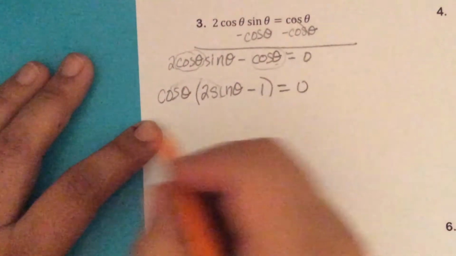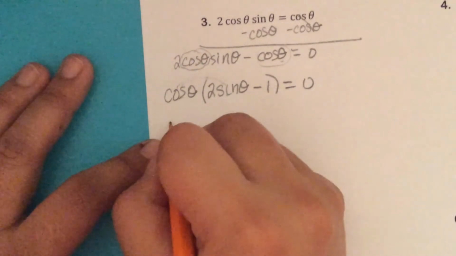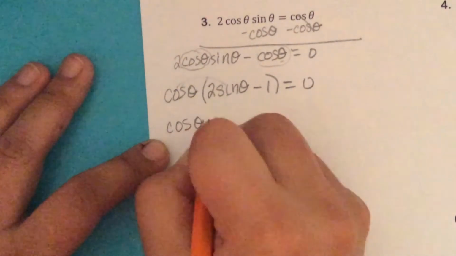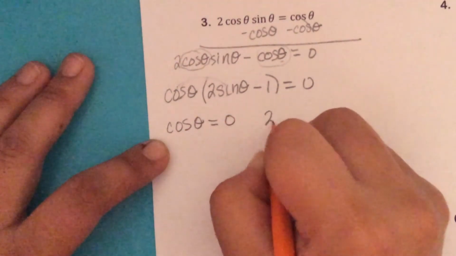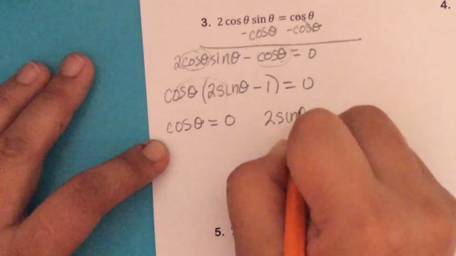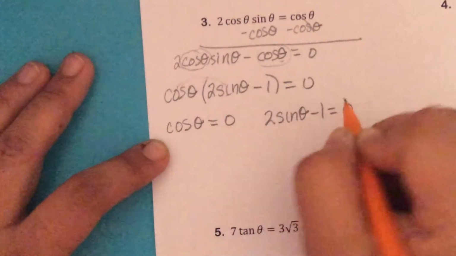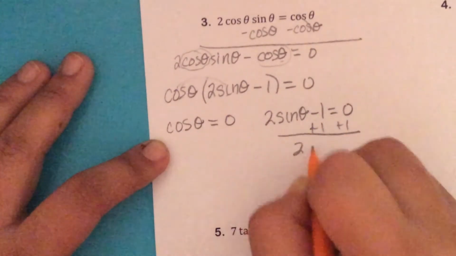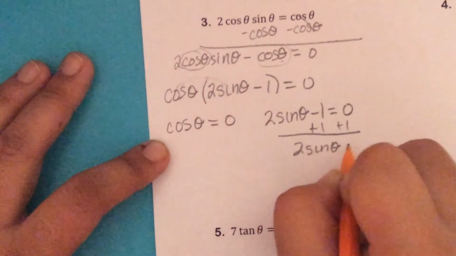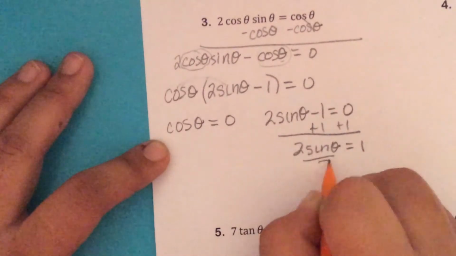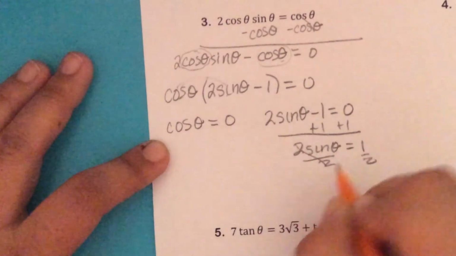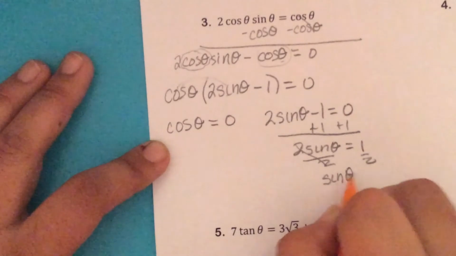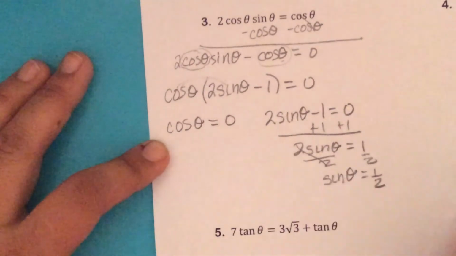So now I can set both factors equal to 0. So the cosine of theta is equal to 0. And then the 2 sine of theta minus 1 equals 0. So this one we're going to still continue to solve for the sine, which is 1. And then we divide by 2, which is sine theta is 1/2.